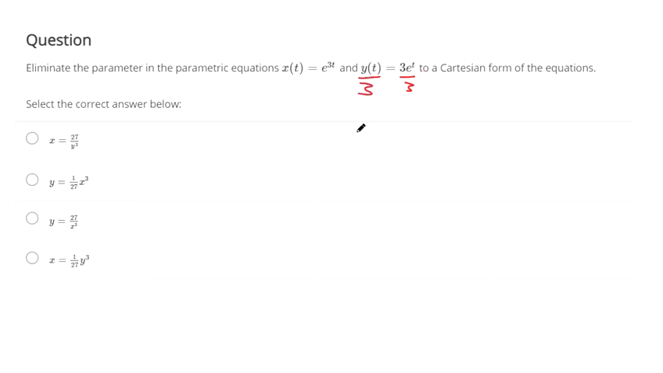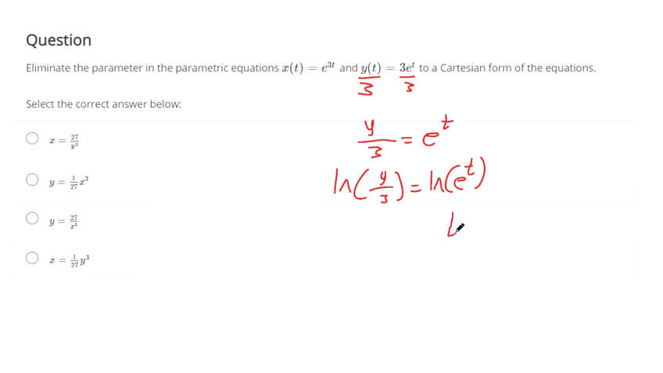So divide 3 from both sides, we get y over 3 equals e to the t power. And then to get that t power down so that we can hopefully make a substitution later, let's use natural log, because natural log of an exponent base e, that's an inverse function, so that's going to leave us with just t. Natural log of e cancels out, sort of. Okay, so now we have something to substitute for t. Let's plug this back in.